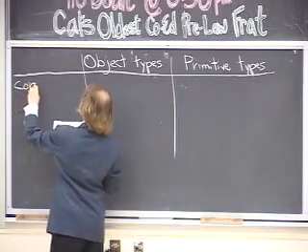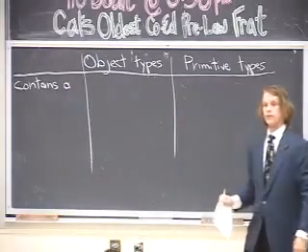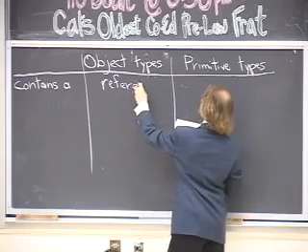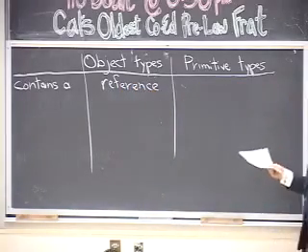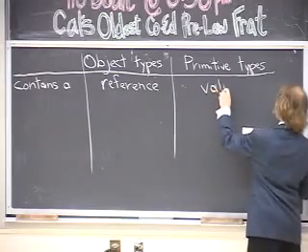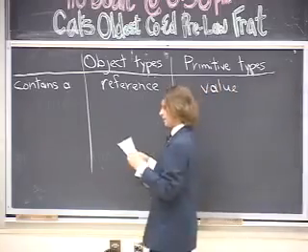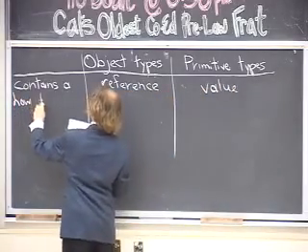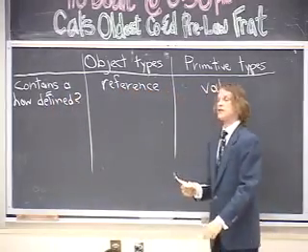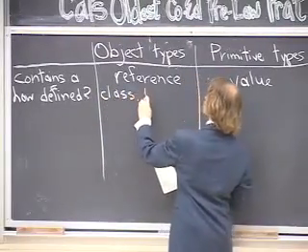First of all, what is actually stored in these variables? If you declare a variable of an object type, it contains a reference that points to something. And if you declare a primitive type variable, that variable actually contains a value. How are these things defined? Object types are defined by writing out a class definition, which we saw how to do last class.